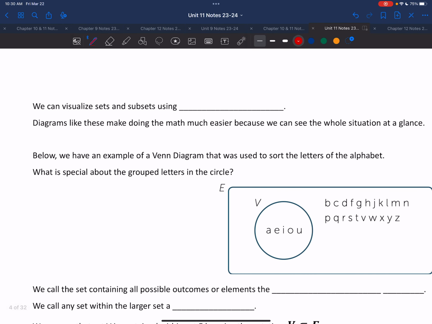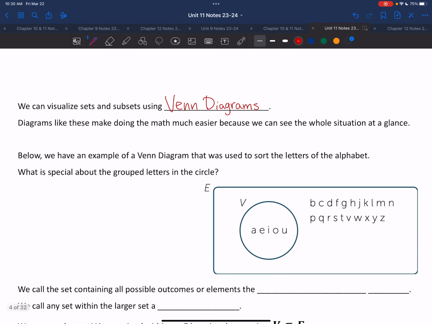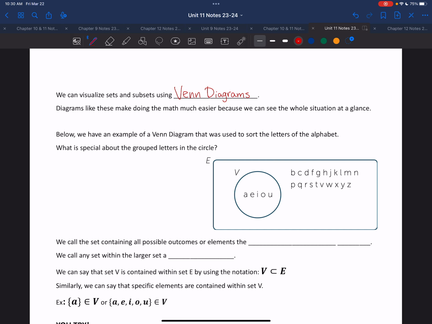Now, a way that we usually visualize sets and subsets and all those things is what are known as Venn diagrams. Diagrams like these make doing the math much easier because we can see the whole situation at a glance.